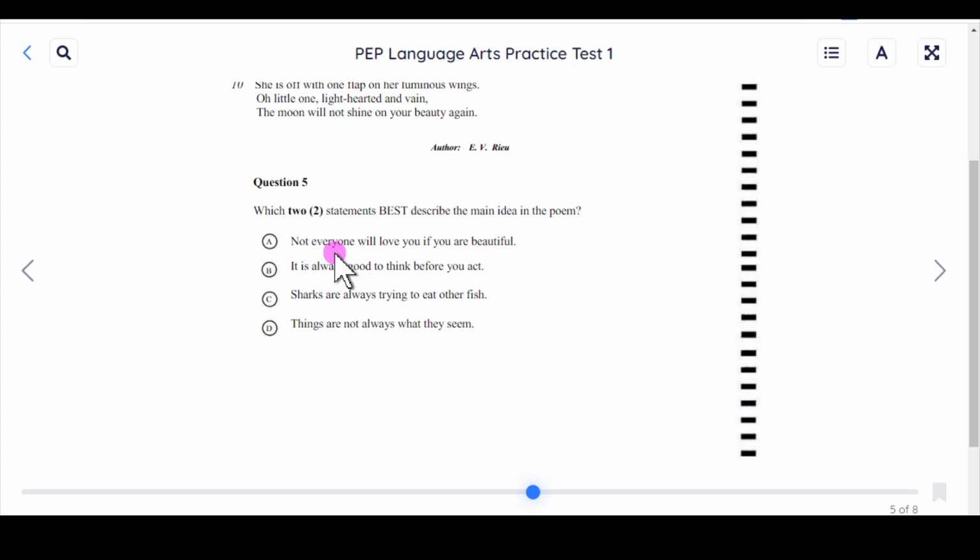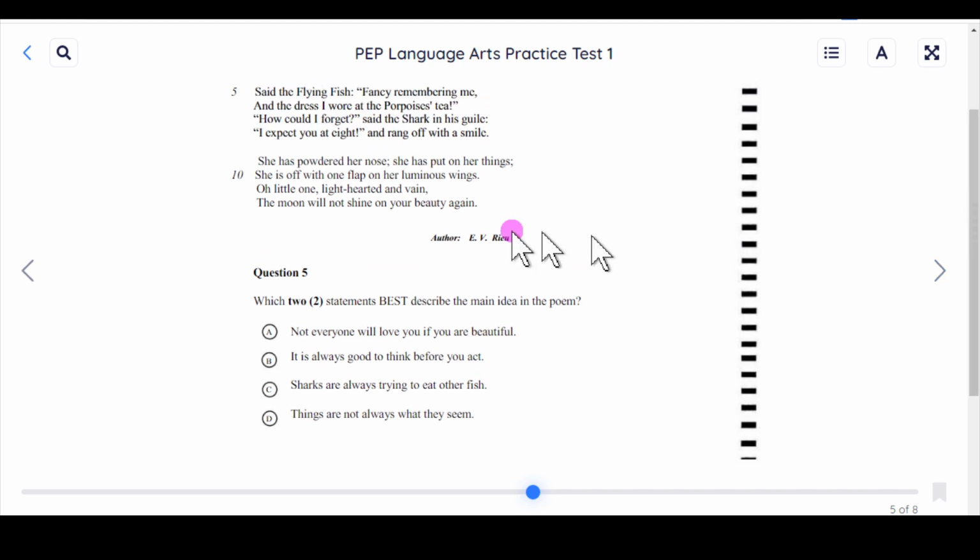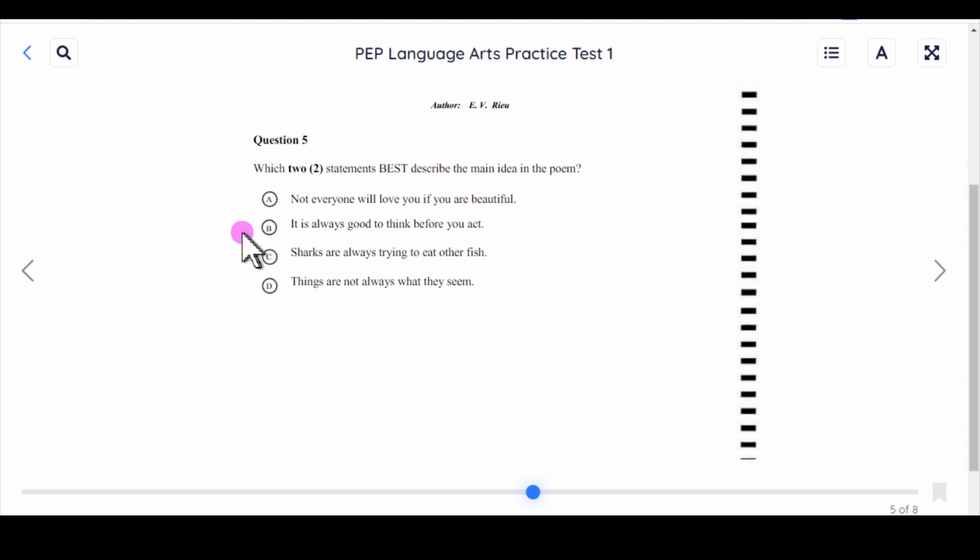Not everyone will love you if you're beautiful. I don't get that from that. Two, it's always good to think before you act, seems so. Because at the end here, it says the moon will not shine on your beauty again. So something bad is going to happen. This seems like somebody's dead here, right? The little flying fish is going to die. So think before you act. If you're a fish, maybe you shouldn't be going out with a shark. So I'll take that one.